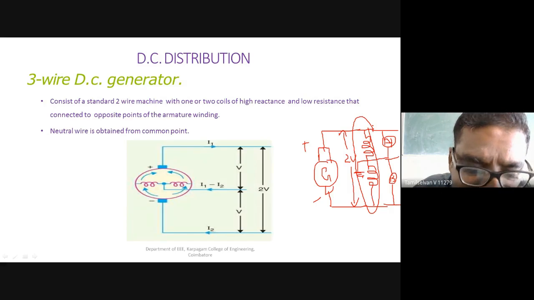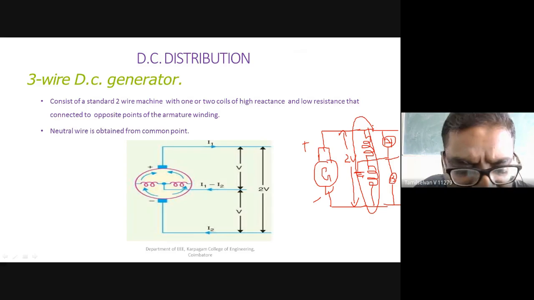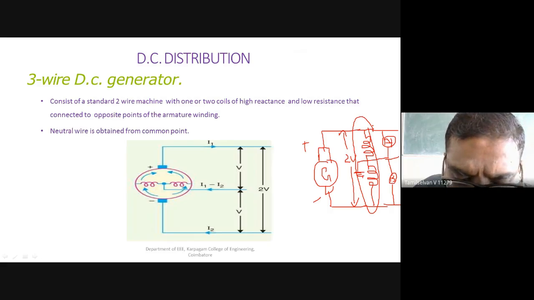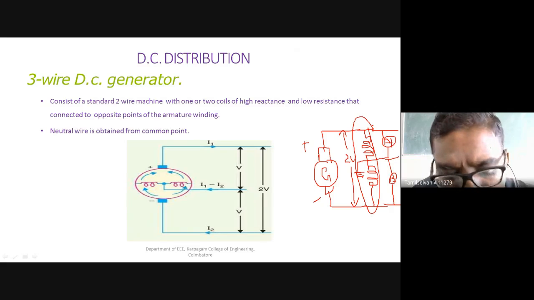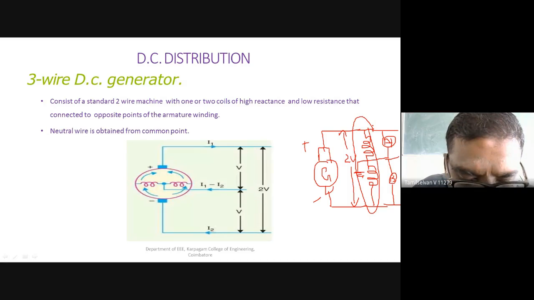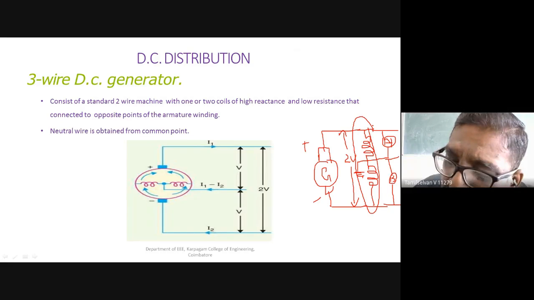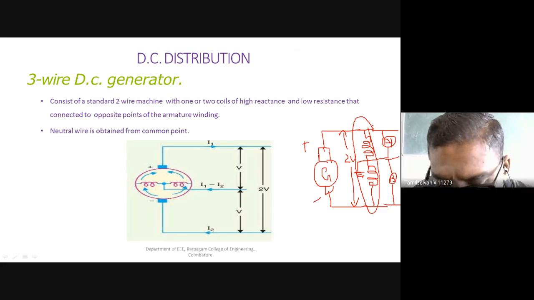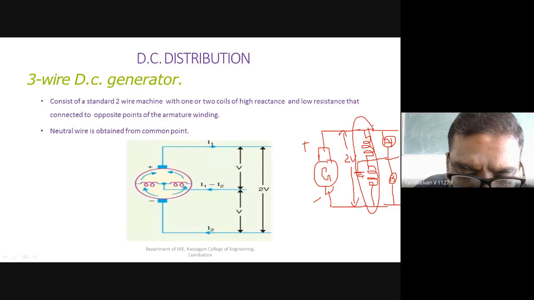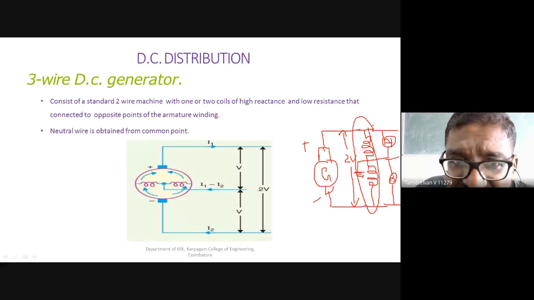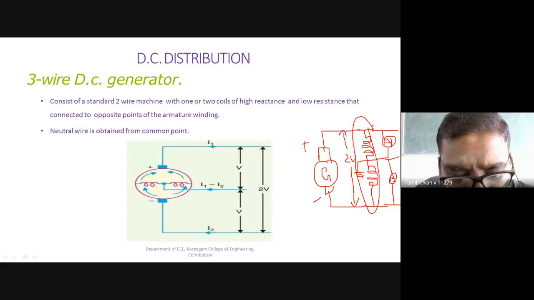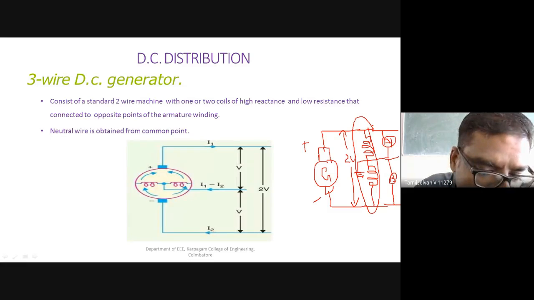So based on the various factors such as public safety, initial cost, flexibility, fault location and repair, how about your repair, how about the current carrying capacity and the voltage drop, and how about the interference with your communication circuits. Based on that, we can have advantages and disadvantages of your AC distribution system as well as of your DC distribution system.